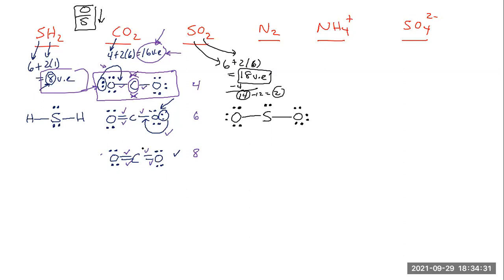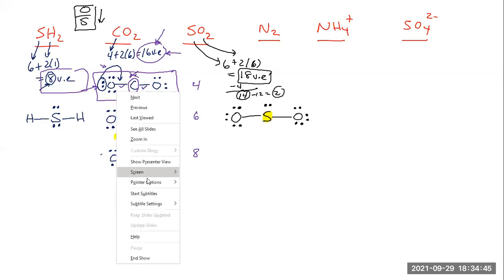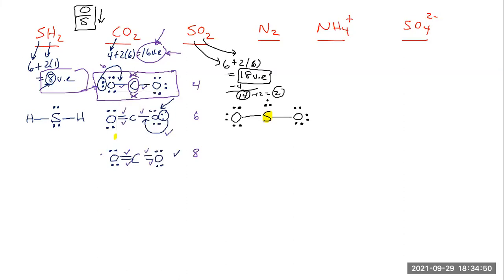We want to make sure that everybody is okay. And hopefully, if you look at this structure that I just drew, you will see that the sulfur here is not good. It actually only has 6 electrons on it at this point. Again, 2 on top and 2 and 2 on the left and right hand side.